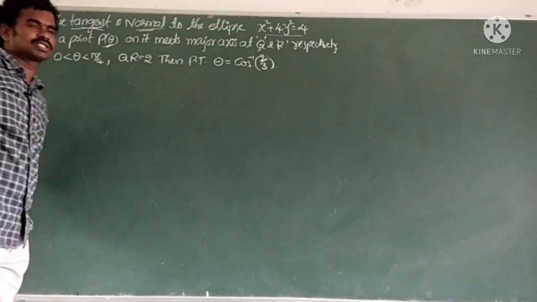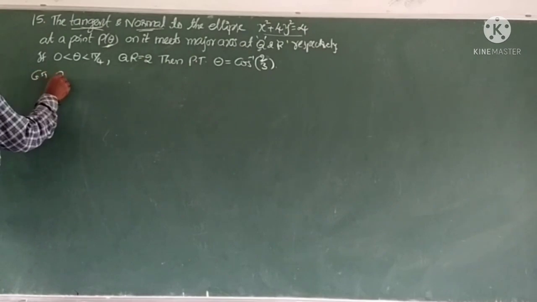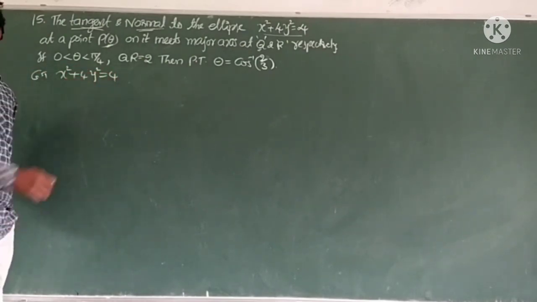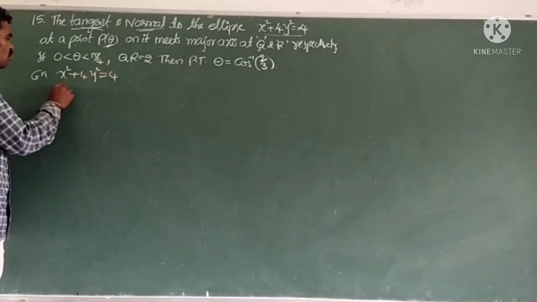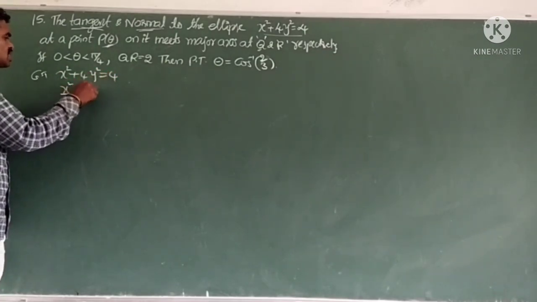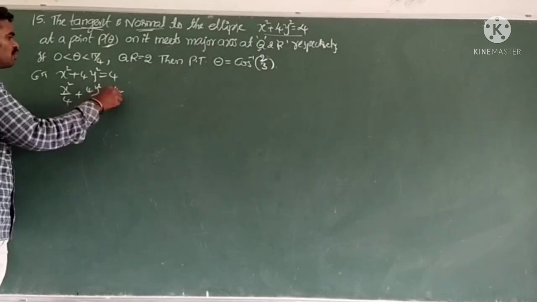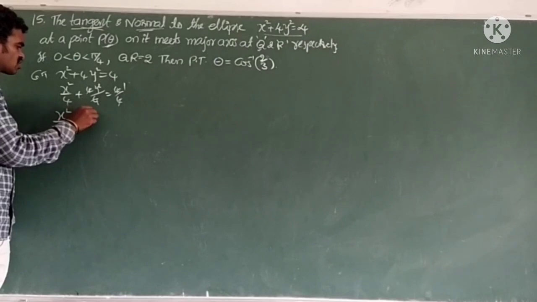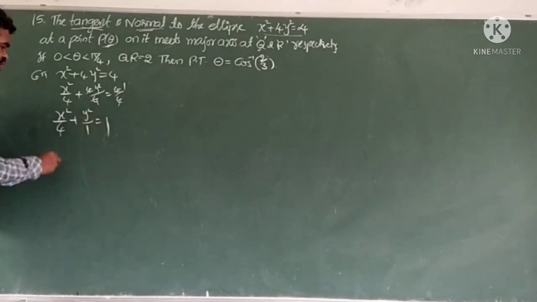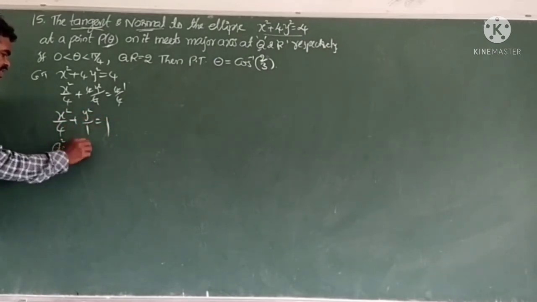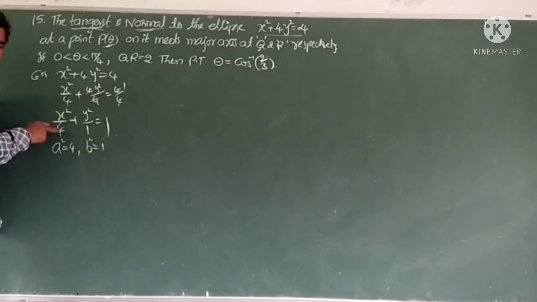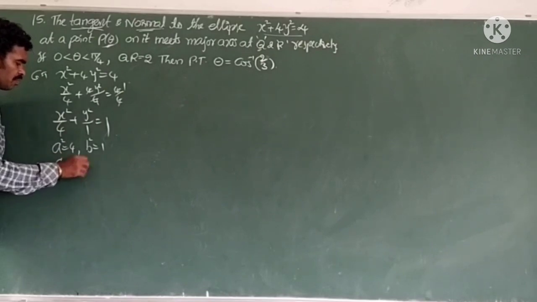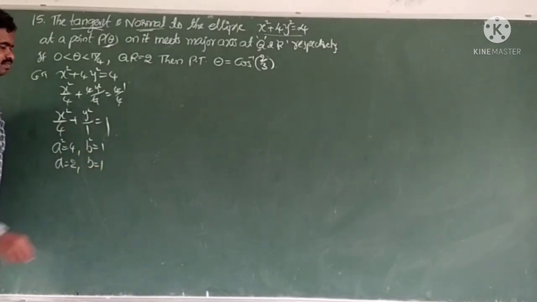of the ellipse. So what is the ellipse equation? x square plus 4y square equal to 4. This is not standard form, so we should transform. Divide by 4, we get x square by 4 plus 4y square by 4 is equal to 4 by 4. So x square by 4 plus y square by 1 equal to 1. Means what? a square equal to 4, b square equal to 1. Am I right? x square by a square, y square by b square. So of course a equal to 2, b equal to 1 we can also write.